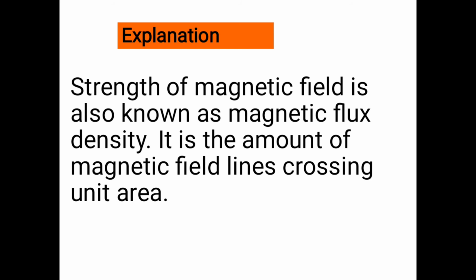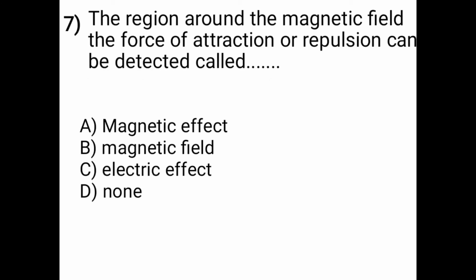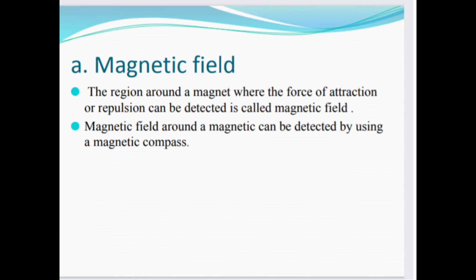Then the next question is, the region around a magnet where the force of attraction or repulsion can be detected is called. Options are A, magnetic effect, B, heating effect, C, electric effect, and D, none of the above. The correct answer is magnetic effect. Option A is correct.